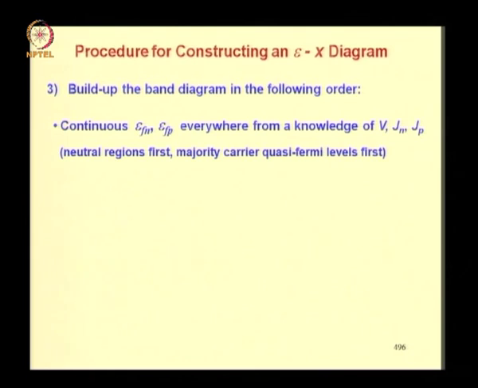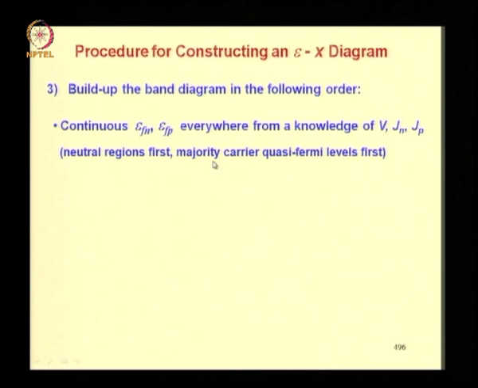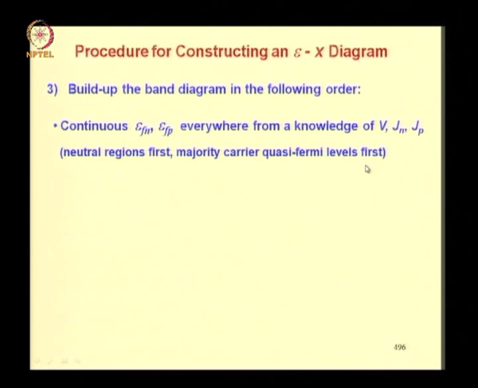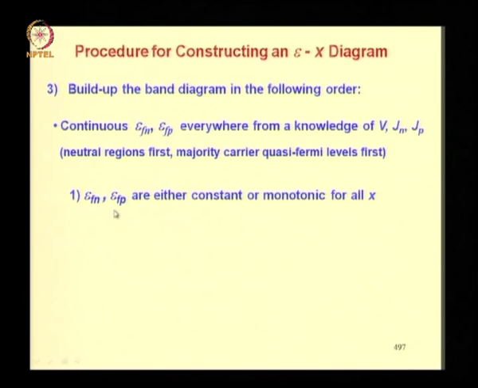So first draw continuous EFN and EFP everywhere from a knowledge of applied voltage and current densities. In this, first draw the quasi-Fermi levels in the neutral region, first the majority carrier quasi-Fermi levels, and then the minority carrier quasi-Fermi levels. The reason why you start from EFN and EFP is because EFN and EFP are either constant or monotonic for all x. We have given reason for this.